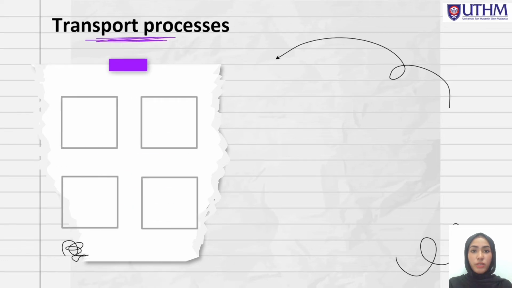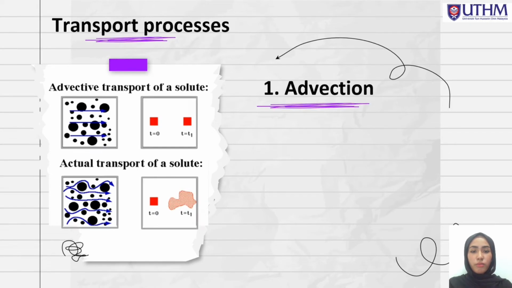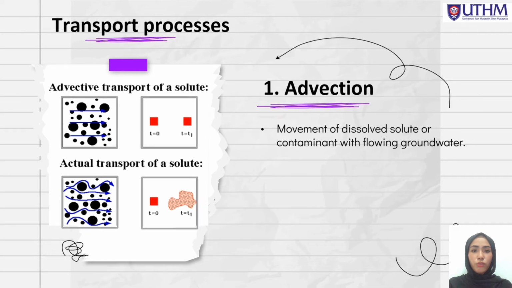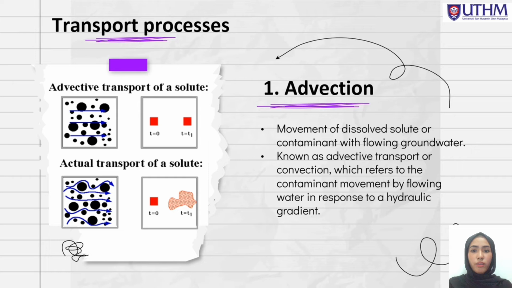The first one is the transport process. We have advection, diffusion, and dispersion. These processes control the extent of contaminant migration in the subsurface. Advection is the movement of dissolved solute or contaminant with flowing groundwater. It is also known as the advective transport or convection, which refers to the contaminant movement by flowing water in response to a hydraulic gradient.